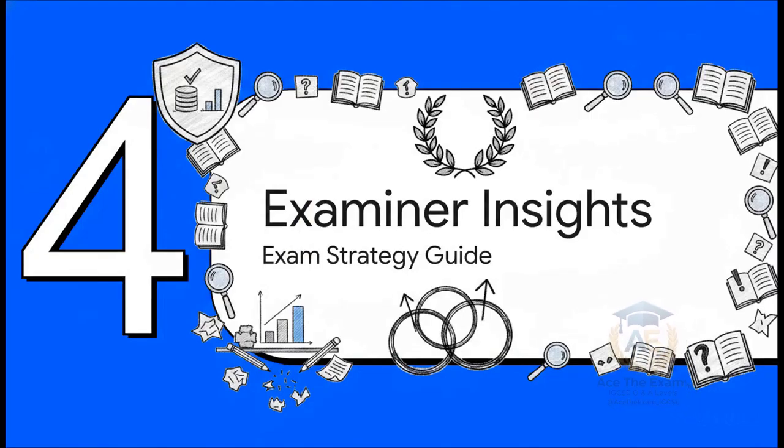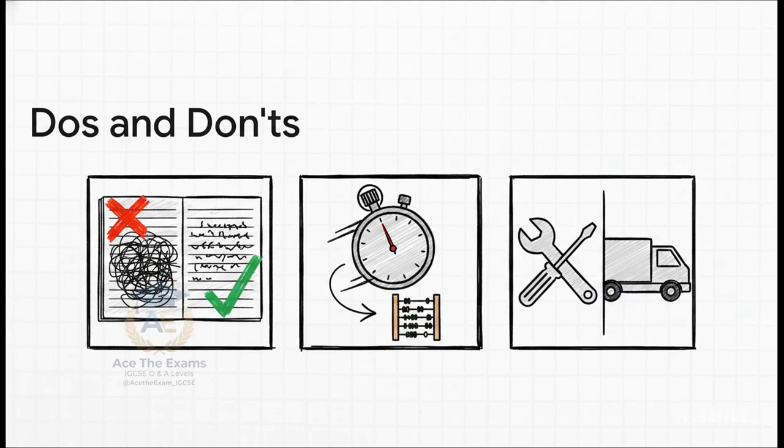Section 4. Essential Examiner Insights. Your Exam Strategy Guide. Let's wrap up with some strict do's and don'ts straight from recent principal examiner reports. First up, poor handwriting. I know, it sounds basic, but examiners explicitly say that illegible handwriting in ledger accounts makes it utterly impossible to award those crucial method marks we talked about.